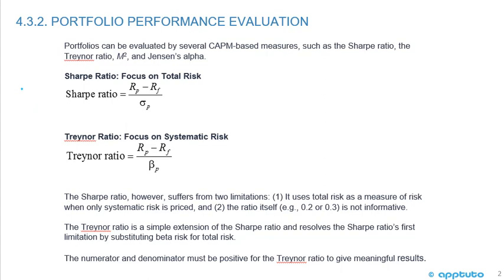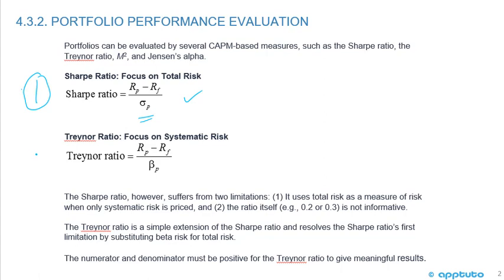So the Sharpe Ratio is a focus on total risk because we have in the denominator the standard deviation of the portfolio, which is a measurement of risk. So the Sharpe Ratio is the return to the portfolio minus the risk-free rate, divided by the standard deviation of the portfolio, so that's a return to risk measure.